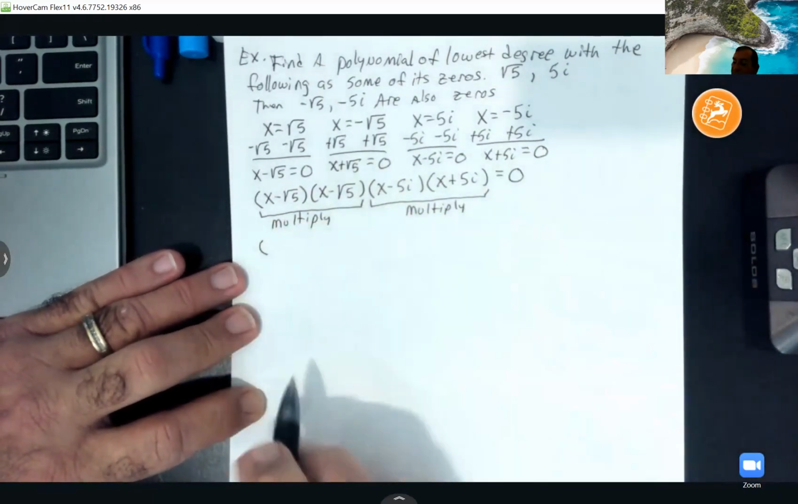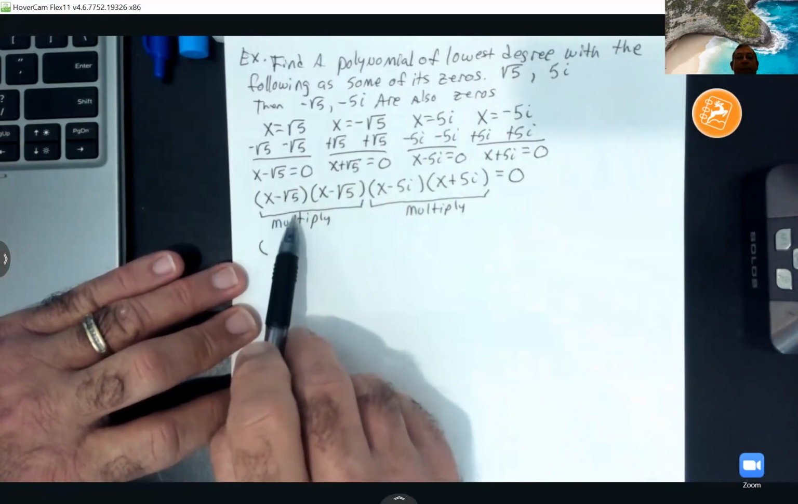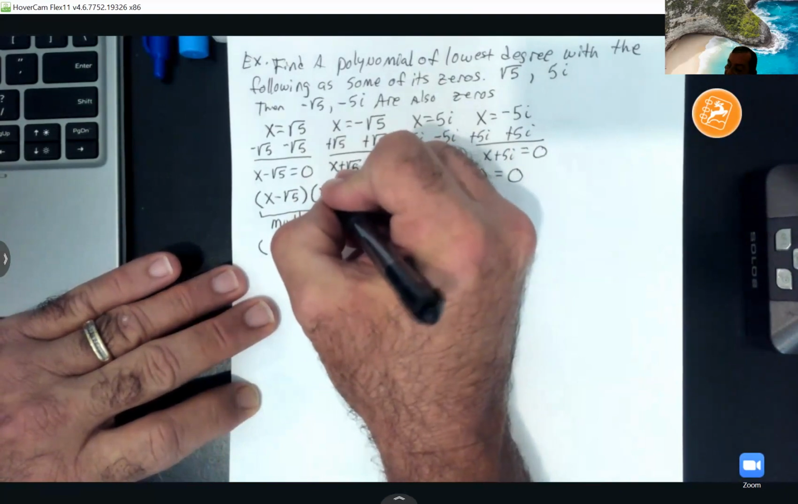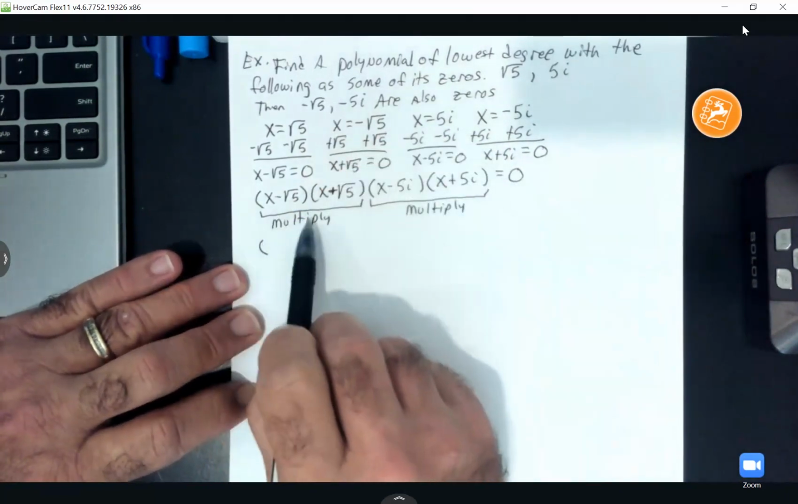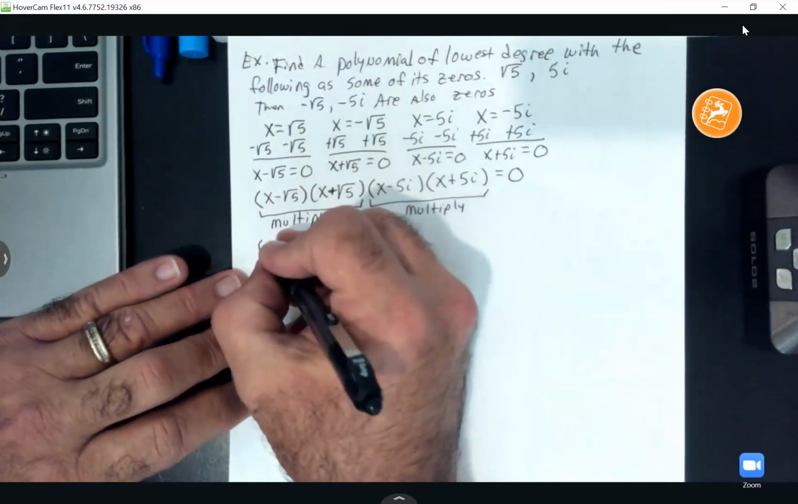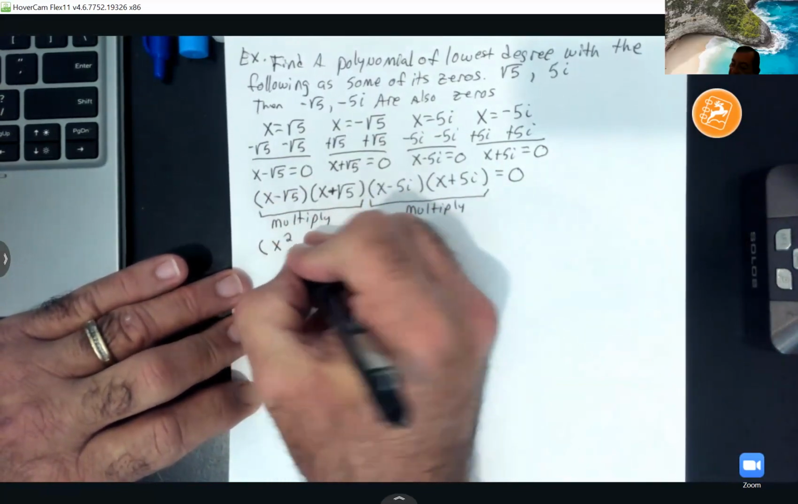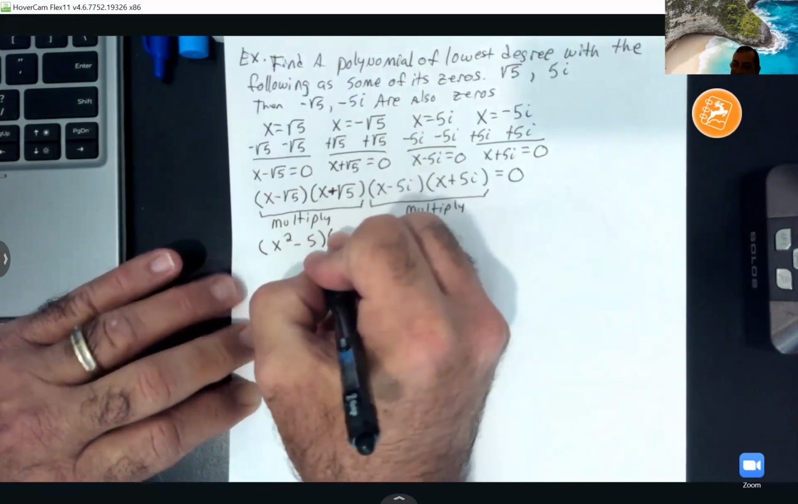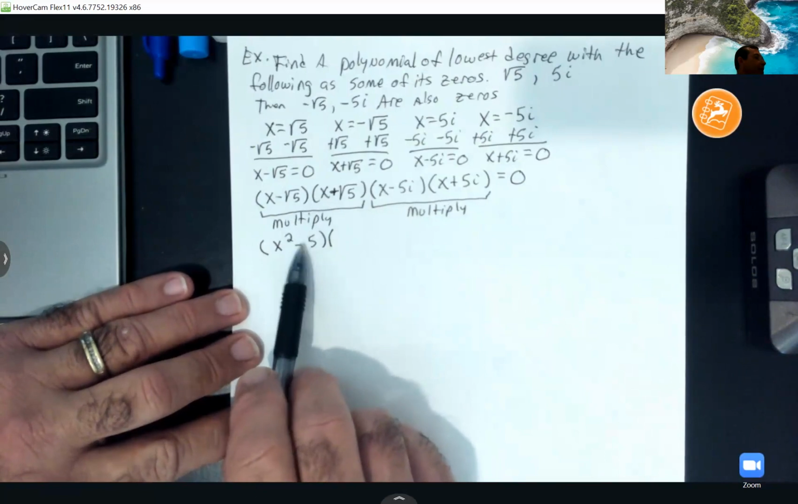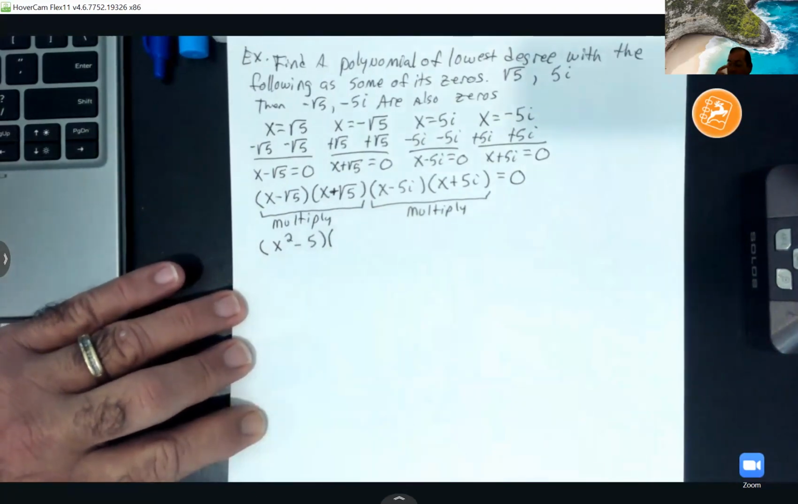So for my first parentheses, guess what? Whoops, where'd I lose a sign? That's a plus right here, y'all. So they're conjugate pairs, then we can just assume that you'll get x squared minus 5. X squared minus 5. Perfect. Okay, because remember, square root of 5 times square root of 5 is just a 5.